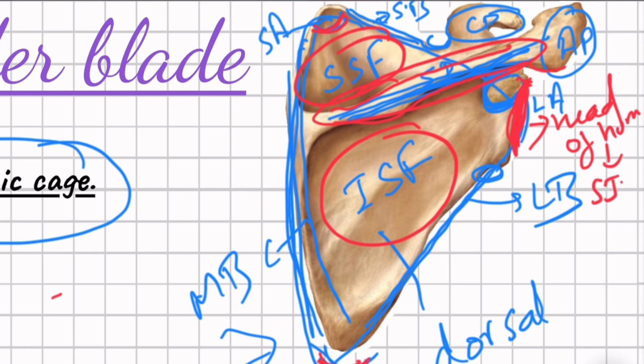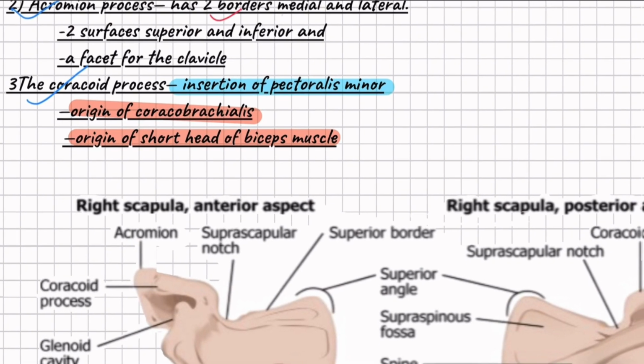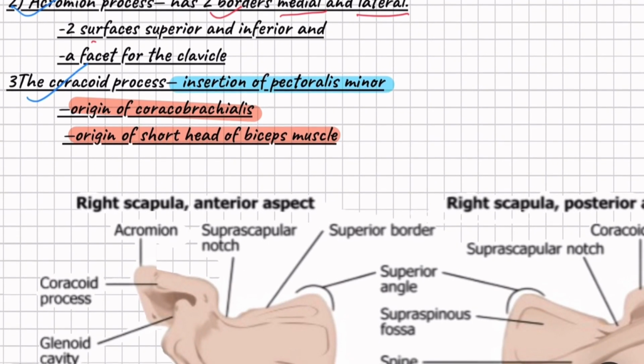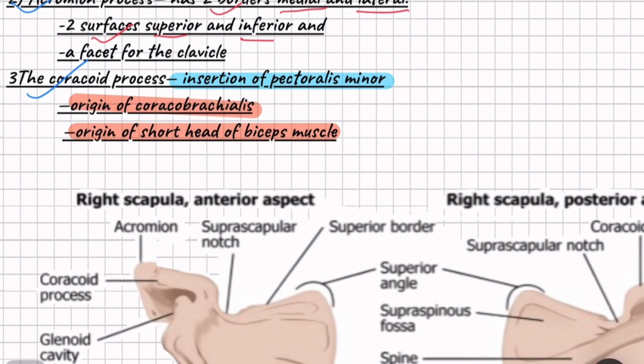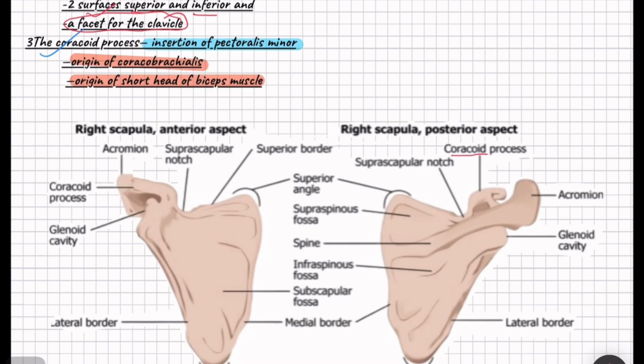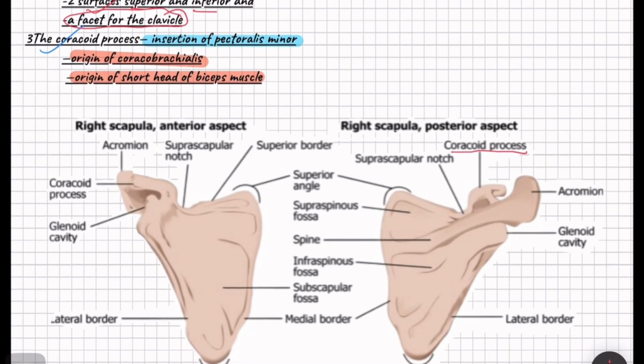This is the acromion process. It has two borders, medial and lateral, two surfaces, superior and inferior, and a facet for the clavicle. This is the coracoid process.